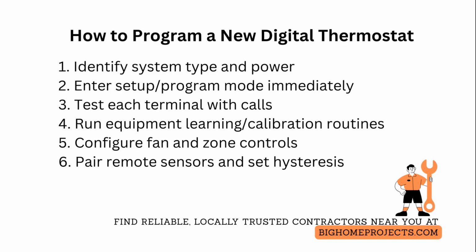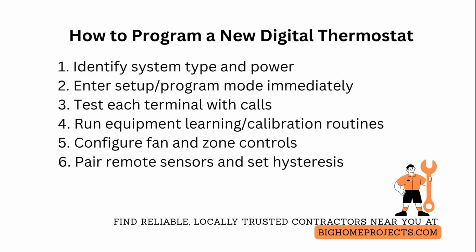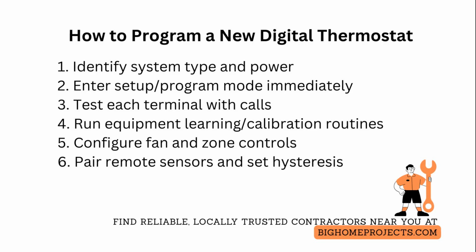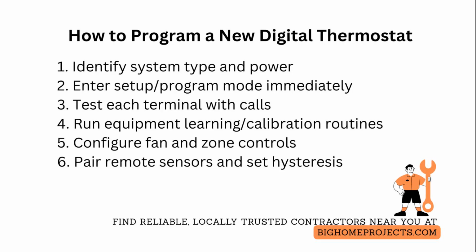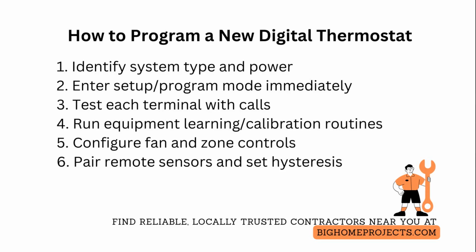Confirm whether you have a conventional one-stage heat and one-stage cool system, a heat pump, or multi-stage equipment, and whether the thermostat is powered by a common wire or batteries. Next, read the manufacturer mode list and enter setup or program mode immediately after wiring so the unit can auto-detect or be told the correct equipment configuration. If the manual lists jumpers or software options for fan control, changeover valve orientation, or auxiliary heat, set those now.